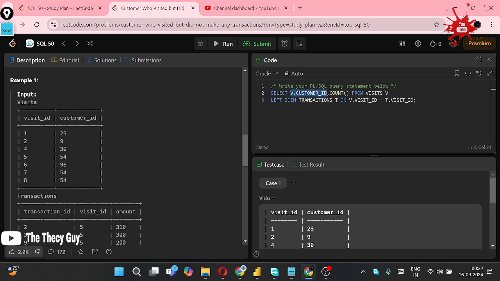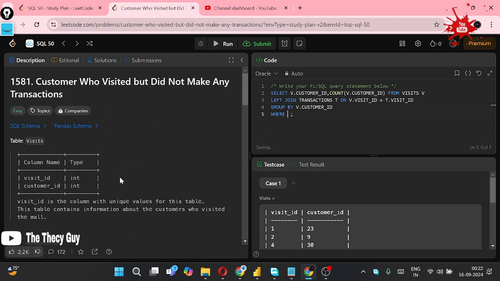Now look, there is only one thing which you need. If you are using any aggregator function like count, you need to use group by. So I'm using group by here, and we are only taking one attribute, so this attribute will be fine in group by. One more condition, where we need to find who visited but did not make any transaction. So transactions should be null.